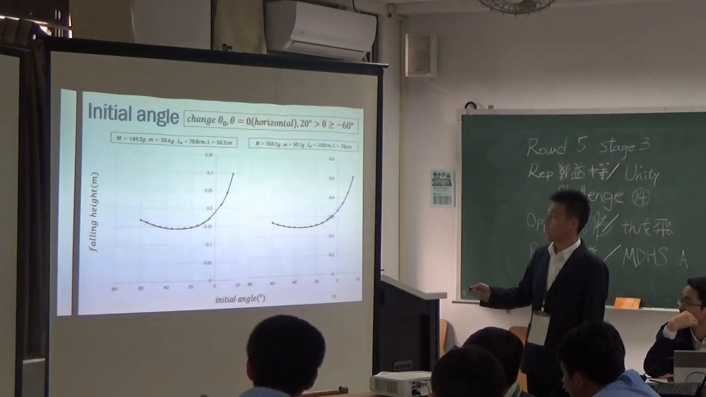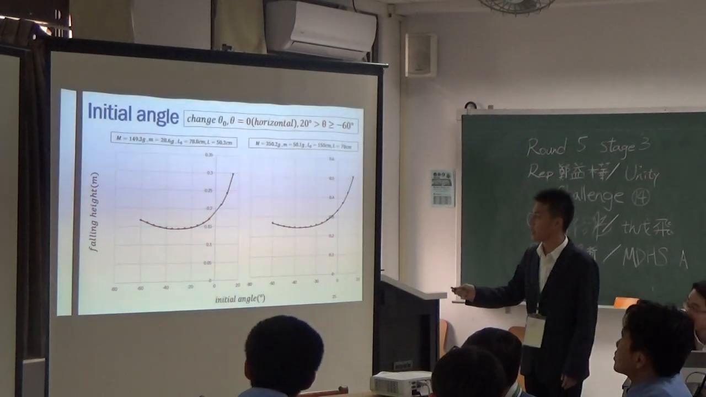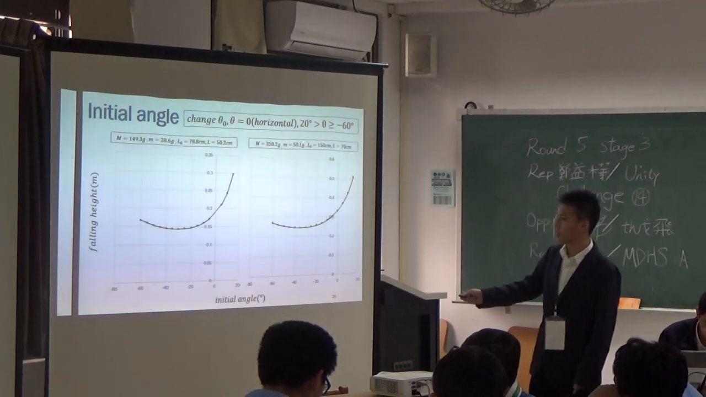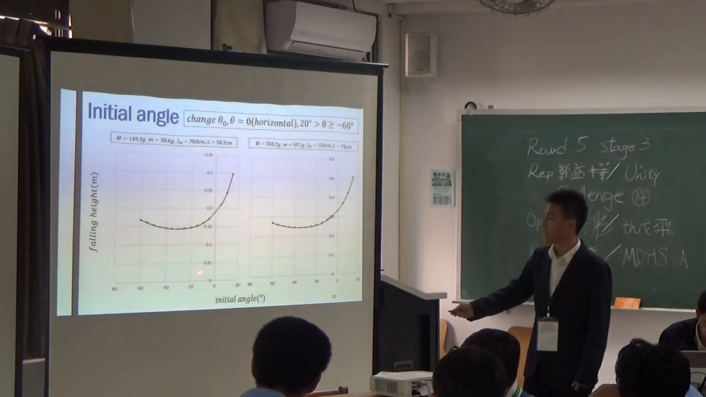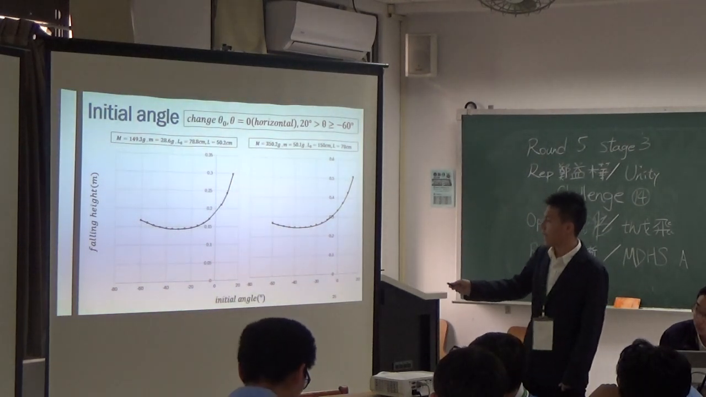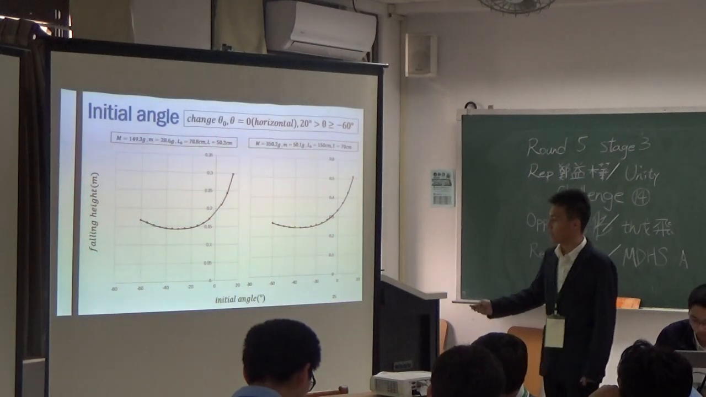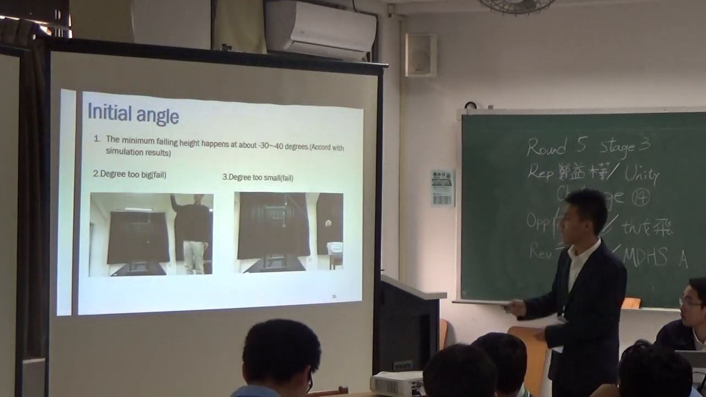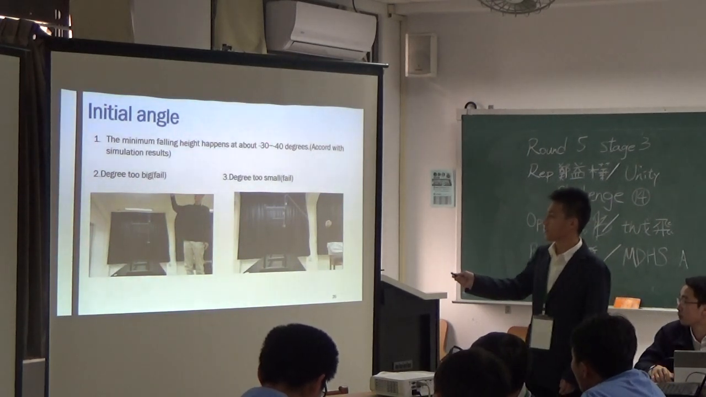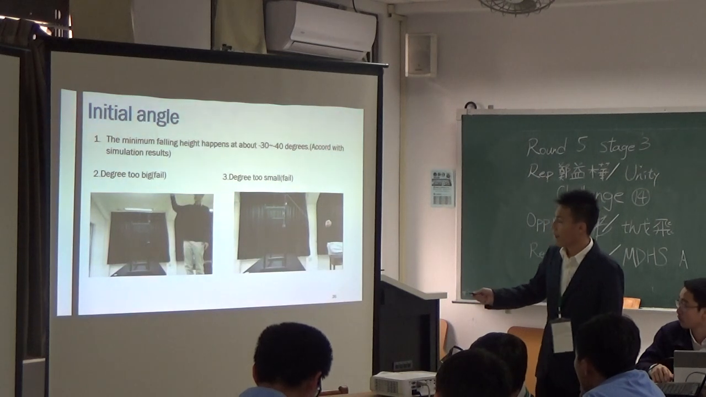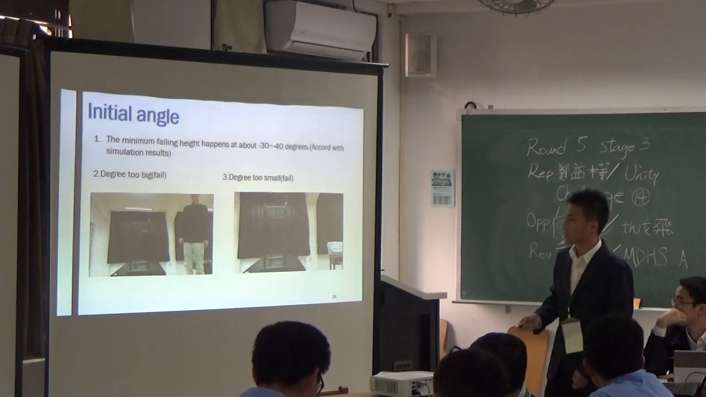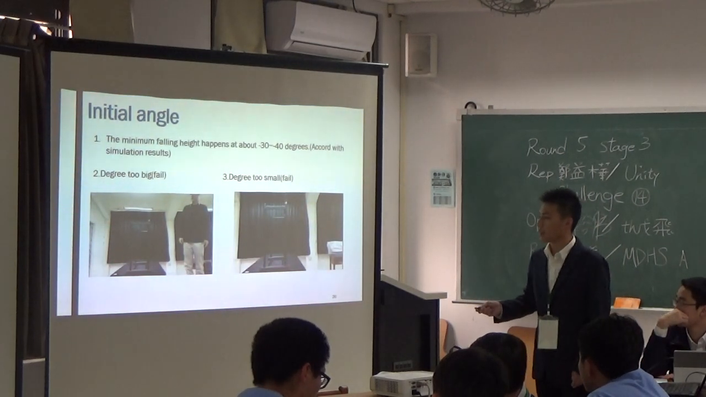And next, we change the initial angle of our light bulb. The positive angle means the light bulb is released lower than the horizontal line, and the negative angle means the light bulb is released higher than the horizontal line. You can see that the minimum falling height happens at about negative 30 to 40 degrees. When the initial angle is too big or too small, we cannot see the phenomenon we talk about.